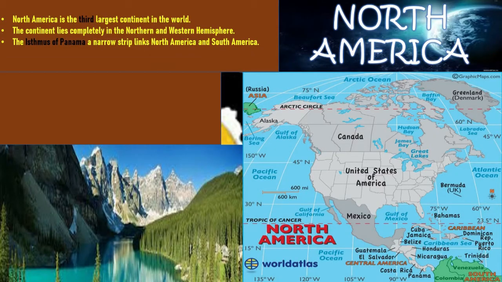The continent of North America is surrounded by three oceans. Which are the oceans that surround the continent of North America? The Atlantic Ocean, the Pacific Ocean, and the Arctic Ocean.